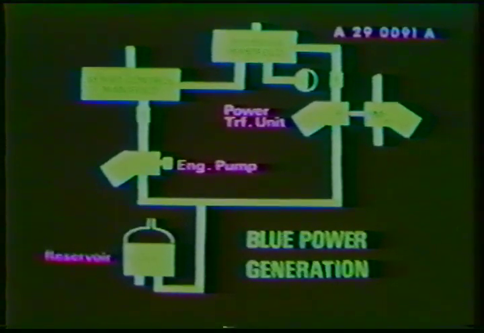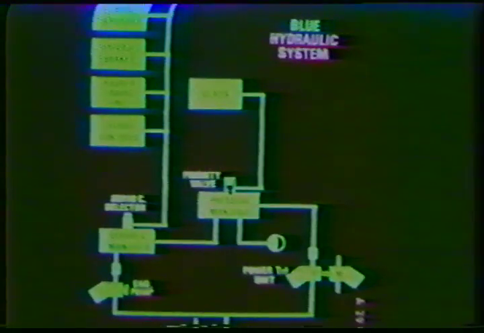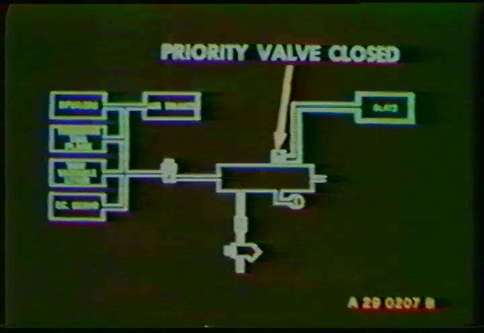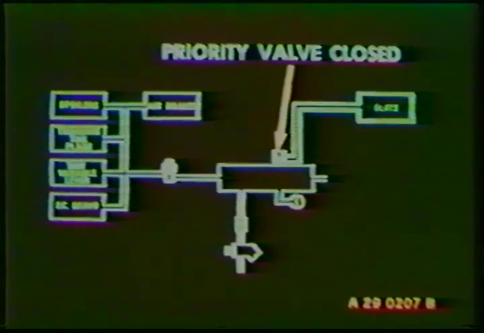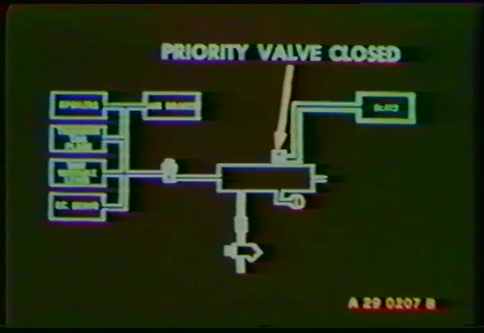This extension of the schematic shows the components supplied by each manifold. The leading edge slats are supplied from the pressure manifold directly. However, a priority valve isolates the slats and gives priority to the servo control manifold in the event of a blue system pressure drop. The valve closes when system pressure falls below 1,885 psi.